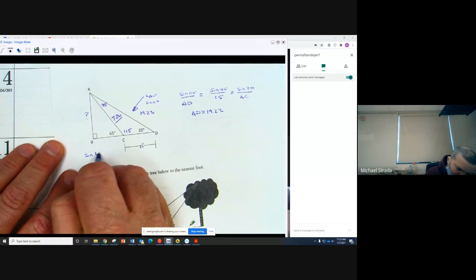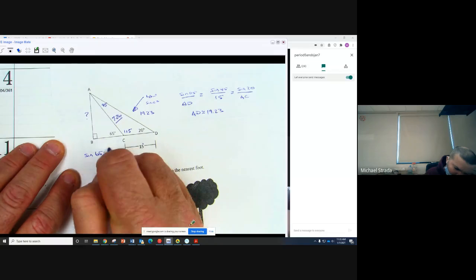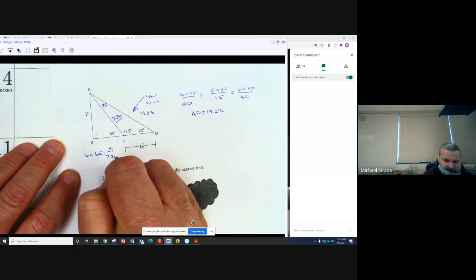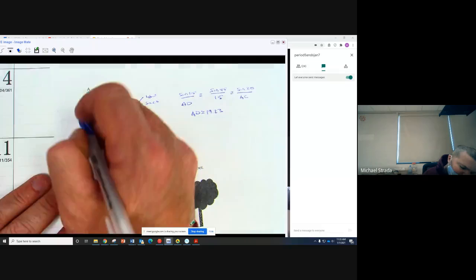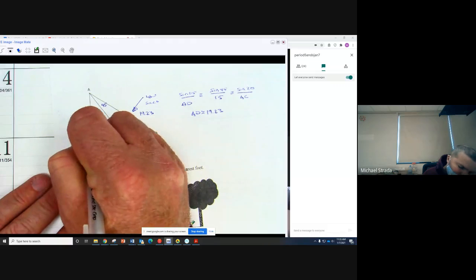sine 65 equals, we'll call it x, over 7.26. I do regular right triangle trig from the beginning of the year. This becomes 6.58.